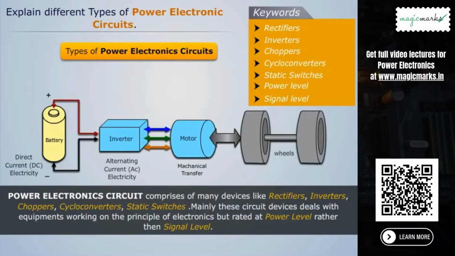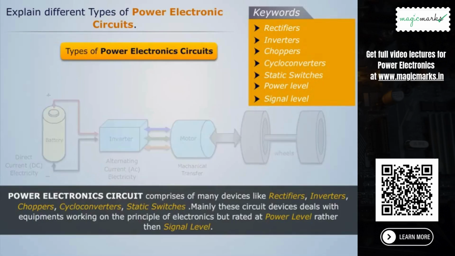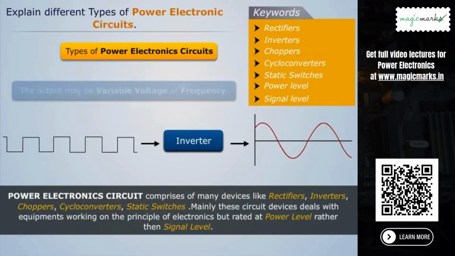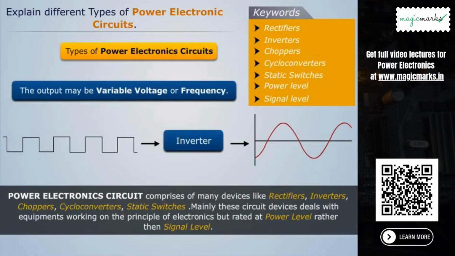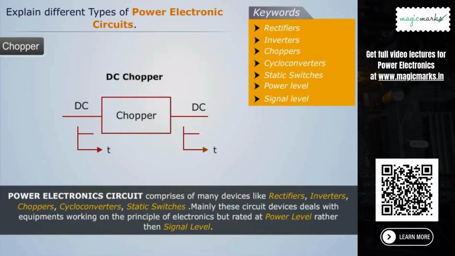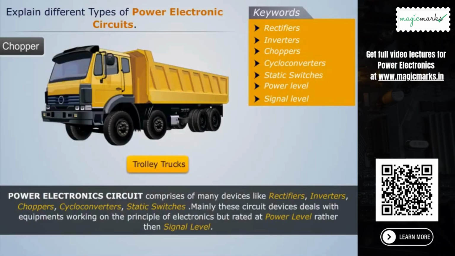Now another power electronic circuit is the inverter. An inverter converts fixed DC voltage to variable AC voltage. The output may be variable voltage or frequency. Now we have the chopper. It converts fixed DC input voltage into a controlled DC output voltage. Choppers have wide applications in trolley trucks.